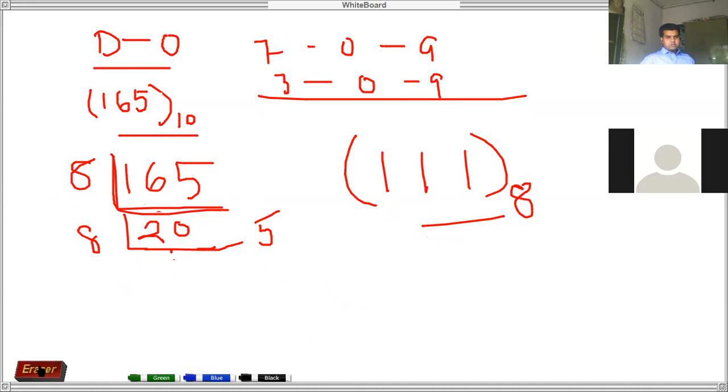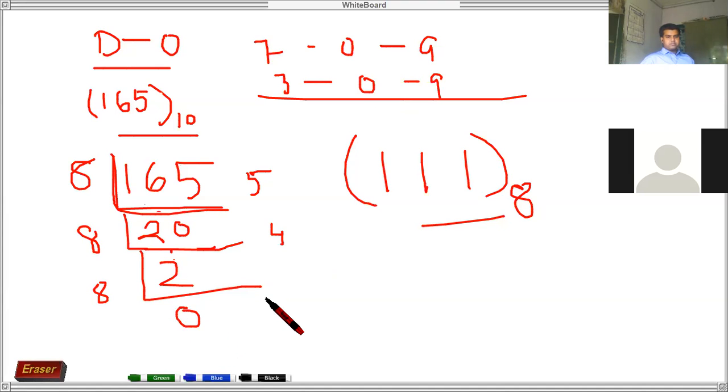Sorry, I have written in the wrong place. 5 will be here. Then 8 twos are 16, remainder is 4. Then 8, now because 2 is smaller than 8, so 8 zeros are 0, remainder is 2.